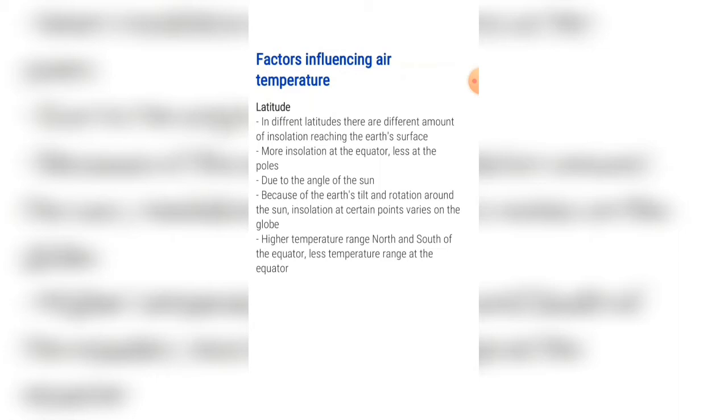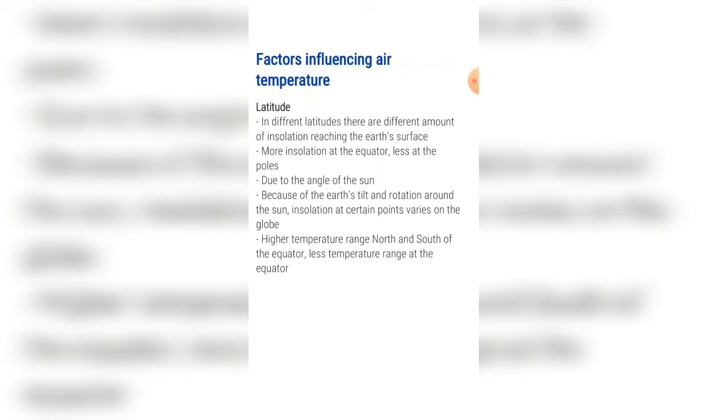At the equator, there is more insolation, and towards the poles, there is less insolation. This is due to the angle of the sun. Remember, the Earth is tilted at 23.5 degrees, so this affects how the sun shines on the Earth and the angle that the sun shines on the Earth. Because of the Earth's tilt and the rotation around the sun, insolation at certain points varies on the globe.